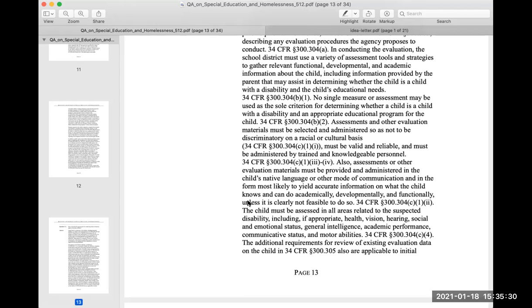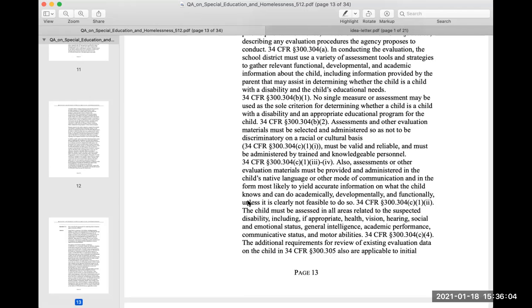Under 34 CFR paragraph 300.304(c)(5), assessments of children with disabilities who transfer from one public agency to another public agency in the same school year must be coordinated with those children's prior and subsequent public agencies, as necessary and as expeditiously as possible, consistent with paragraph 300.301(d)(2) and (e) described in question C5 below, to ensure prompt completion of full evaluations.